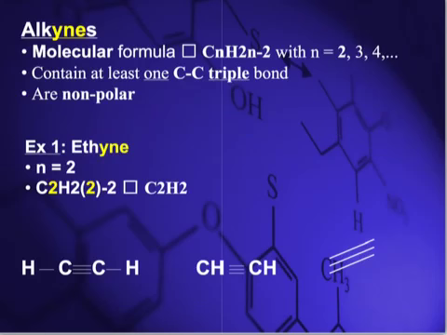Let's move on to the next type of hydrocarbons. The last type we're talking about is alkynes. And these are hydrocarbons with a triple bond.